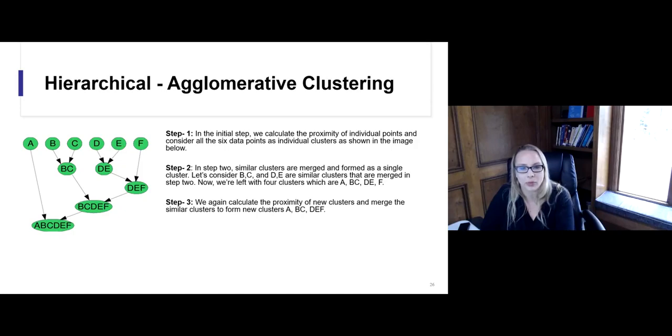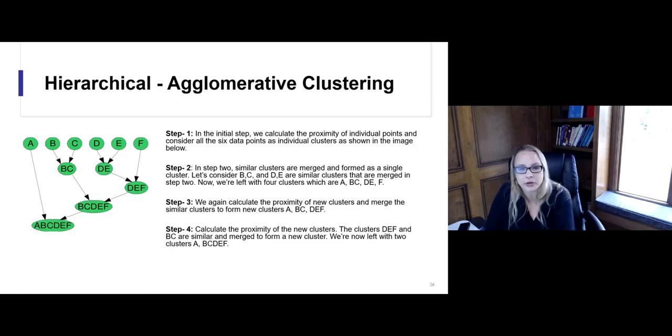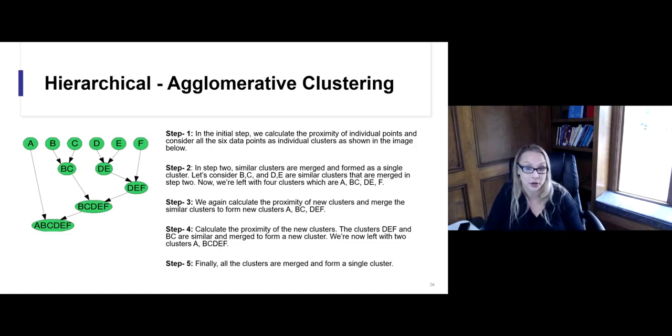Then again, we're going to compute the proximity of the new cluster and merge similar clusters again. In this case, we now have D, E, and F merging into one. And now we are left with 3. So we have A, B, C, D, E, F. Then we continue to do this. So again, we're going to calculate the approximate measure and merge them again until at last we end up with one mega cluster at the very bottom with all of the observations, shown here with cluster A, B, C, D, E, F.